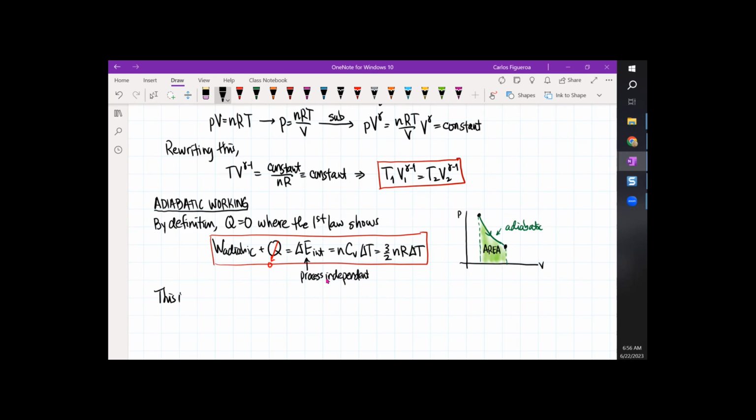This is, without any doubt, the most efficient way to calculate W adiabatic.